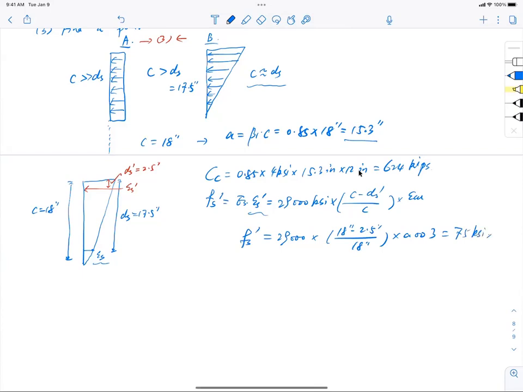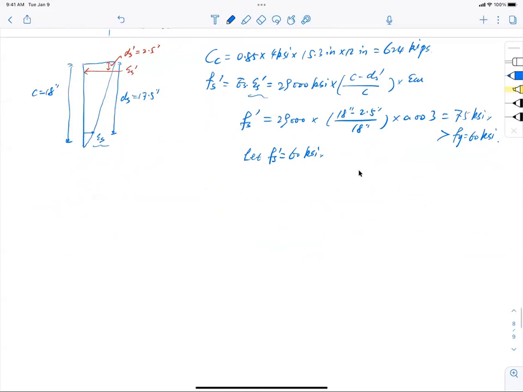Should I be happy about it? No, I'm not. Why? This is much larger than the 60 KSI of yield stress. So per ACI, I say let Fs prime equal to 60 KSI and be done with. Okay, capped it at 60 KSI. All right. So now with this, we can go on to find out other things, right?